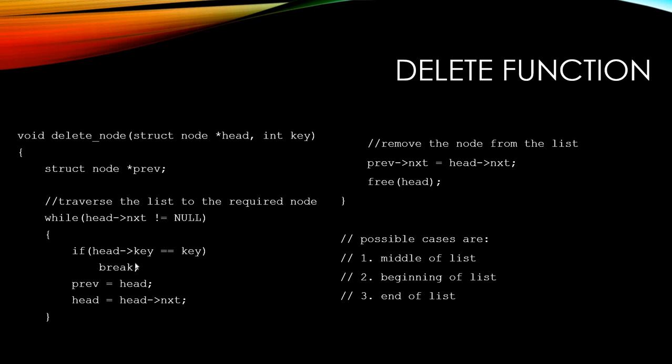Once we reach the key that we want to delete, we break. Now we have found that node, and we have to remove it from the list. As you can see, this is very easy. Why? Because we just have to assign the previous node's next pointer to the current node's next pointer, and then free the current node. Then the previous node will be pointing to the next node, and in the middle, that node will be erased using free. So it's that simple. Let's see an illustration.